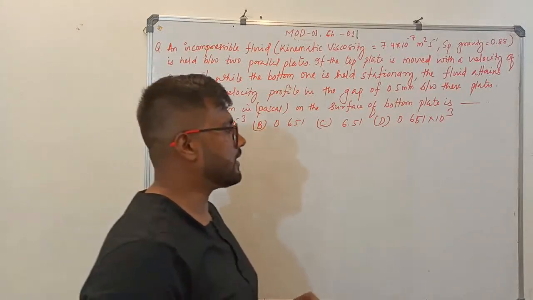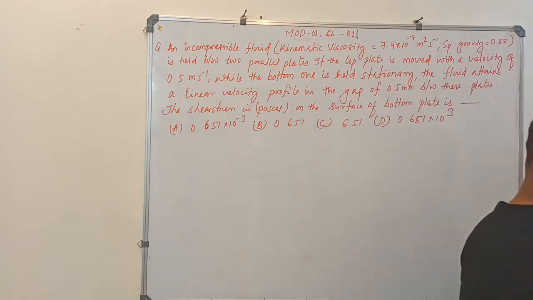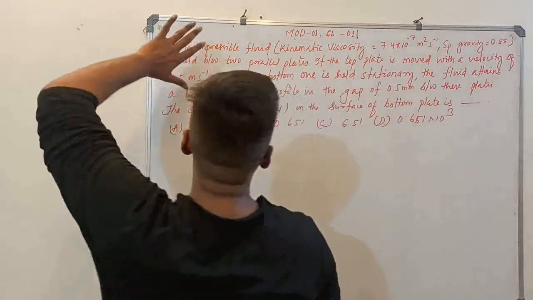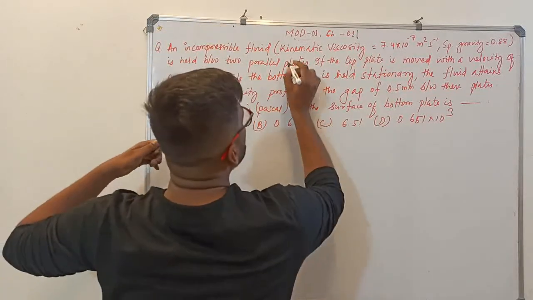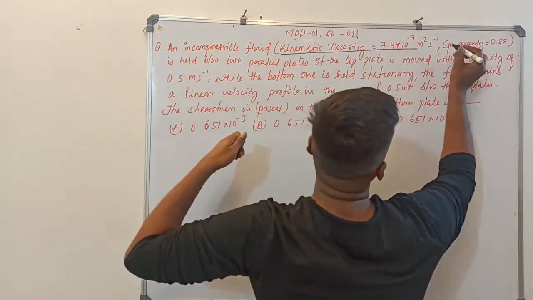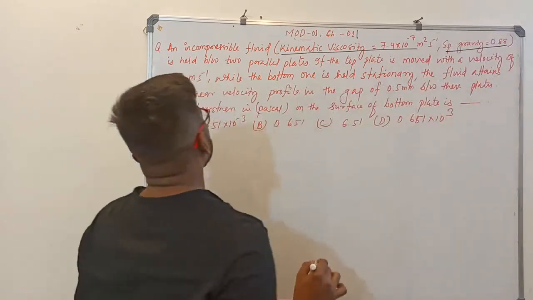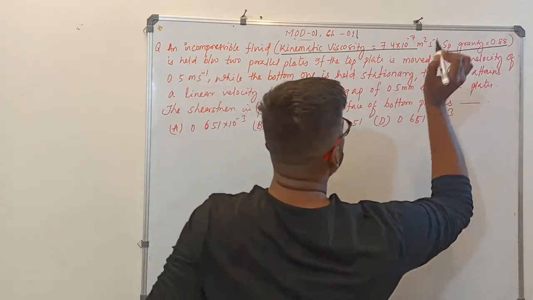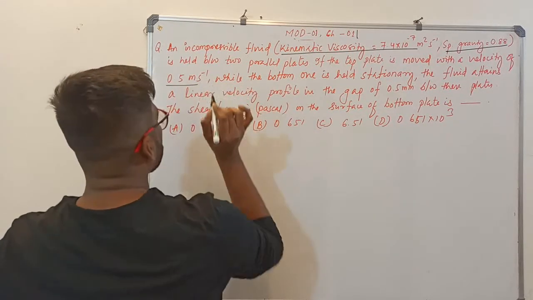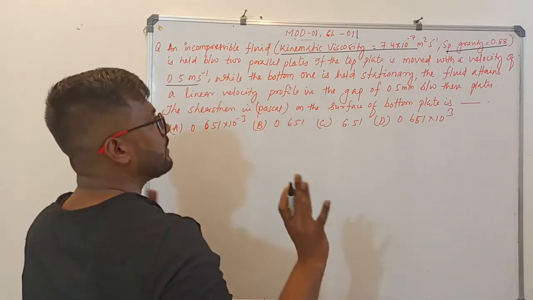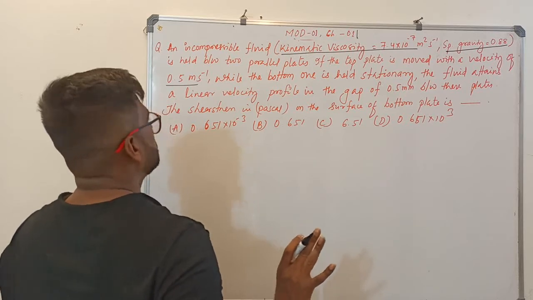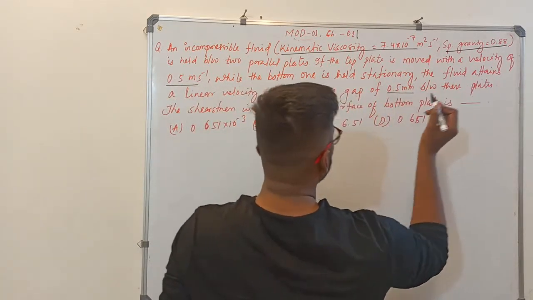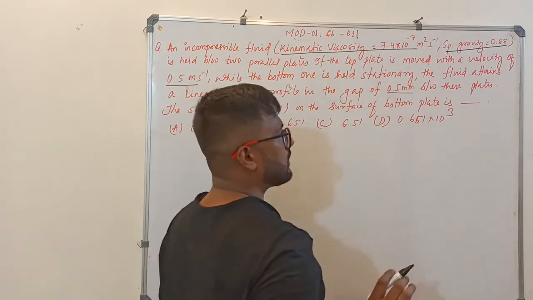One more problem. This problem came in Mechanical GATE 2004. It says an incompressible fluid, with a given kinematic viscosity and specific gravity, is held between two parallel plates. If the top plate is moved with a velocity of 0.5 meter per second while the bottom plate is held stationary, the fluid attains a linear velocity profile. The gap is 0.5 mm, and they are asking for the shear stress in Pascal.